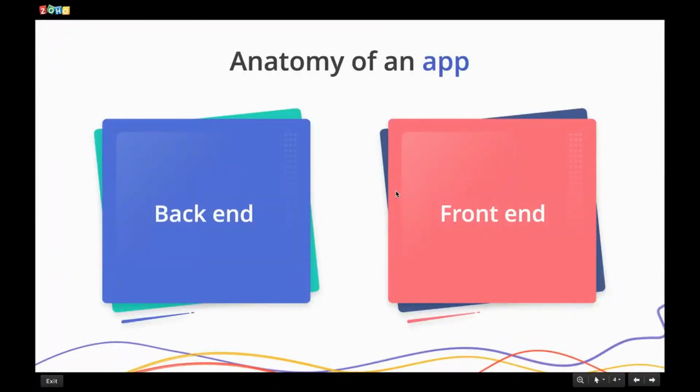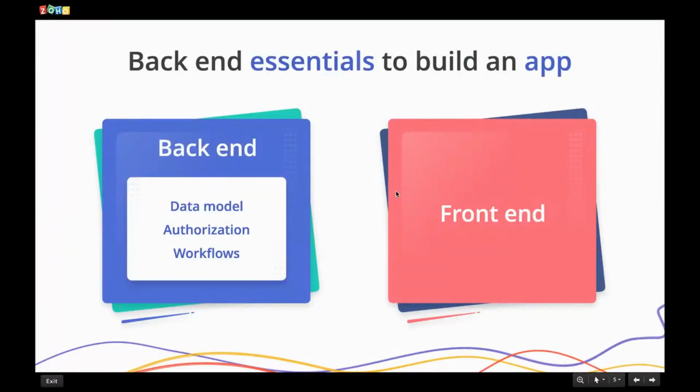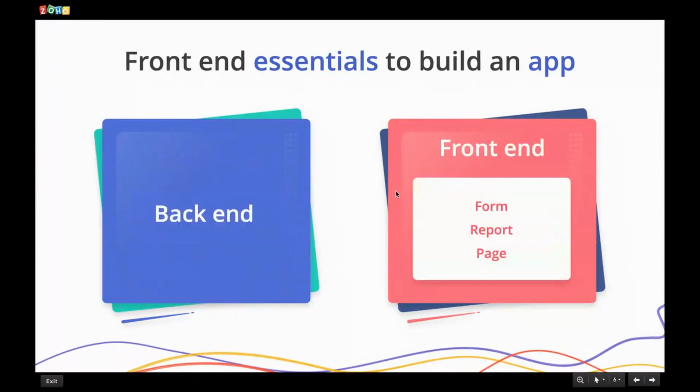So let's take a step back, and when we look into the anatomy of any application, it has two areas. One is the backend, which is the processing engine of the application. And the other is the front end, which is where the user will interact with the actual application. Now, Zoho Creator does provide you with the backend essentials which are actually required to build an application, like data modeling and authorization modules, as well as workflows. And on the front end, you would definitely need a form, report, and a page to display the information that you have in your application.